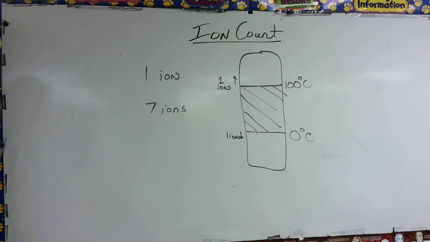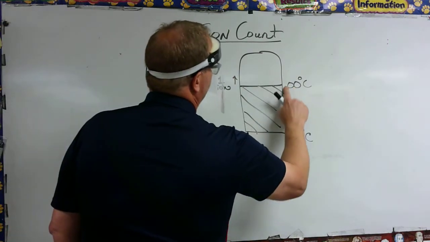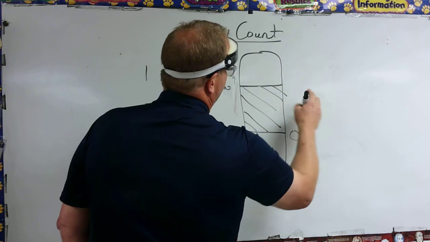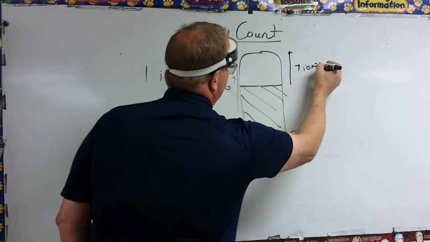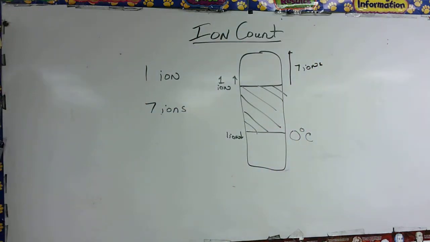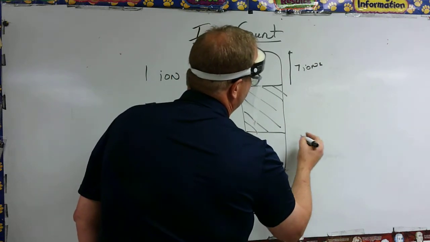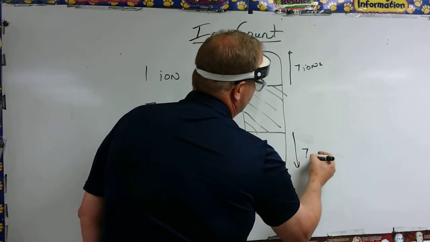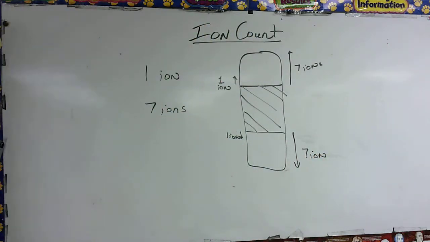Okay? Now, what happens when I have 7? Well, let's go over to the other side. What is it going to do to the boiling point? 7 ions will increase it by quite a bit. And then, if we're looking at our freezing point, it would go down this way. So the more ions, the more it raises your boiling point and also lowers your freezing points. Boiling point elevation, freezing point depression.